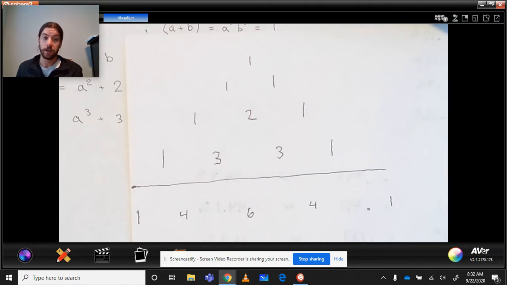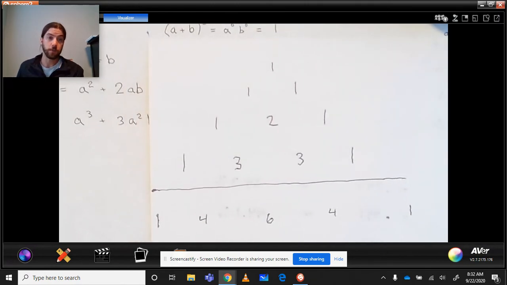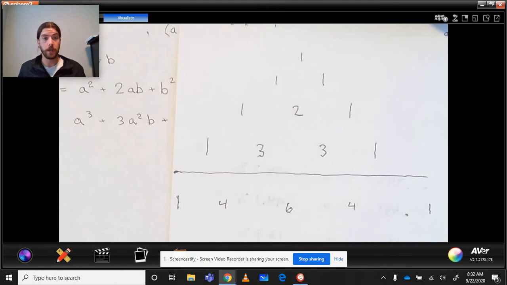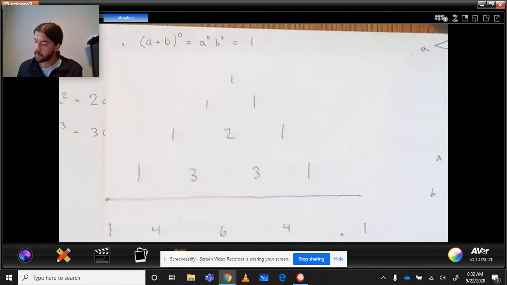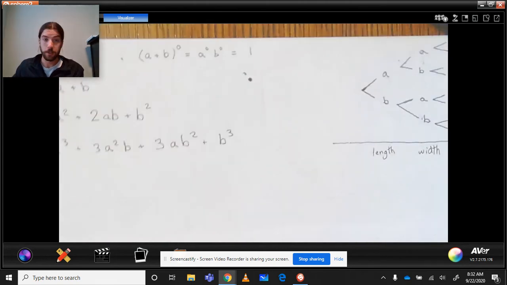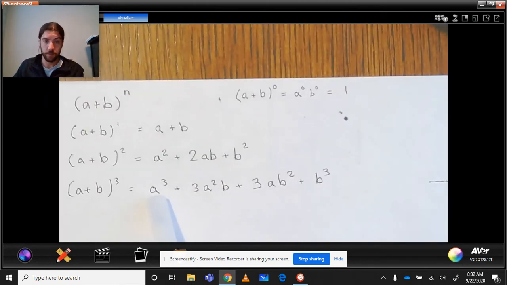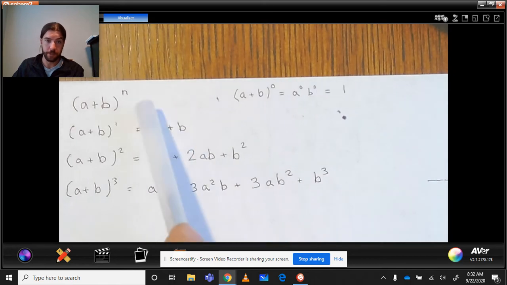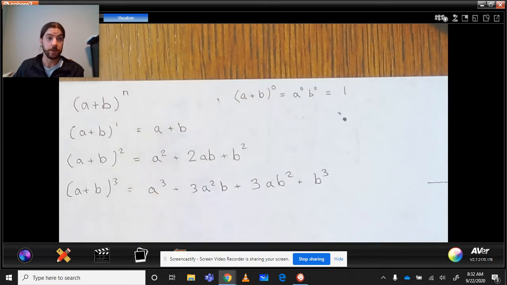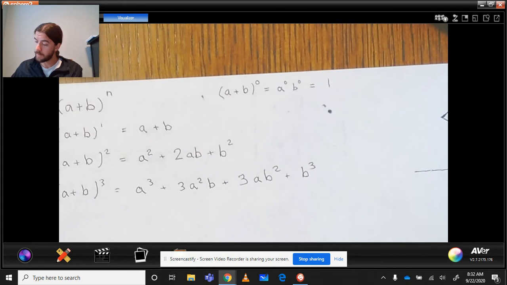So if I take a plus b to the 4th power, effectively I'm going to be doing a plus b cubed times a plus b again. So I've already written out a plus b cubed. It was this guy here. So I'm going to take this and multiply it with a plus b to the 1st power. Together that will give me 4 multiplications of that binomial, so it would be to the 4th power.